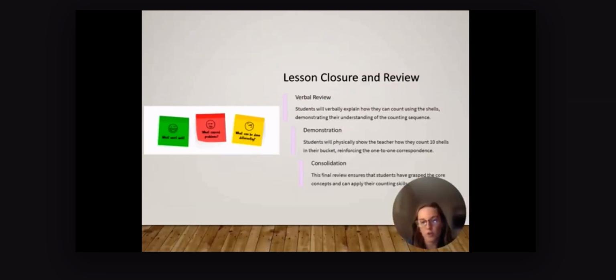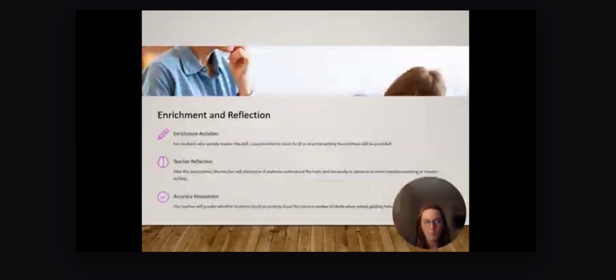Lesson closure and review. The verbal review: students will verbally explain how they can count using shells, demonstrating their understanding of the counting sequence. Demonstration: students will physically show me, the teacher, how they count to 10 using the shells in their buckets, reinforcing that one-to-one correspondence. And consolidation: this final review ensures that students have grasped the core concepts and can apply their counting skills.